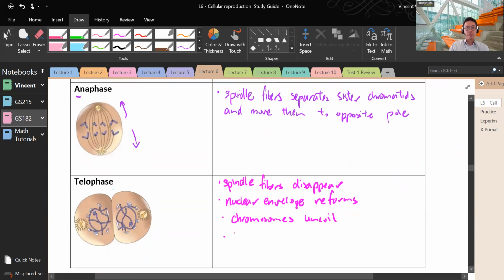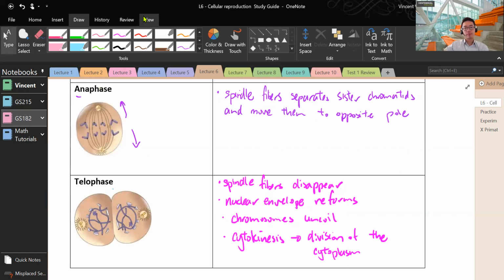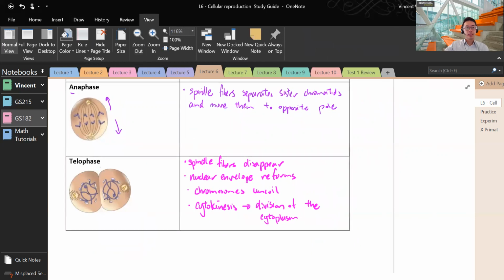And also we have cytokinesis, right? Which is the division of the cytoplasm, by creating two separate cells. And it's basically the telophase. All right, it's pretty straightforward. Nothing too complicated, I hope.